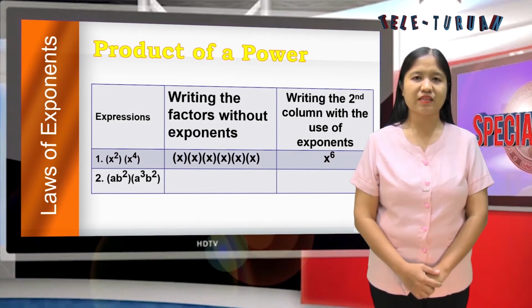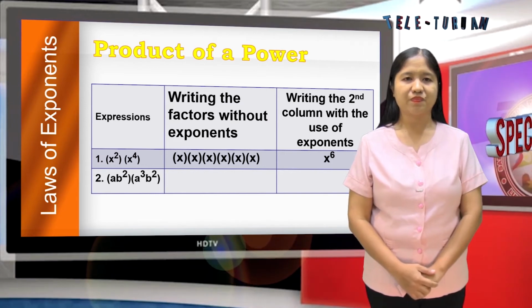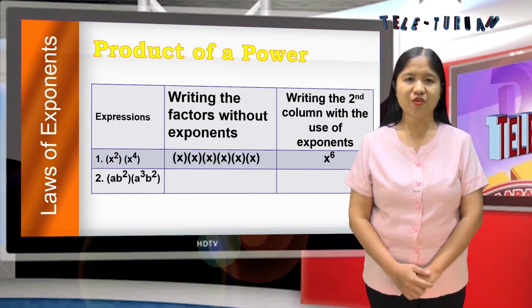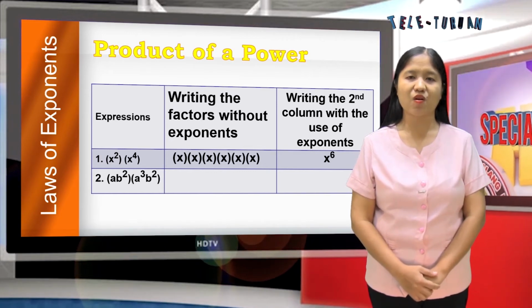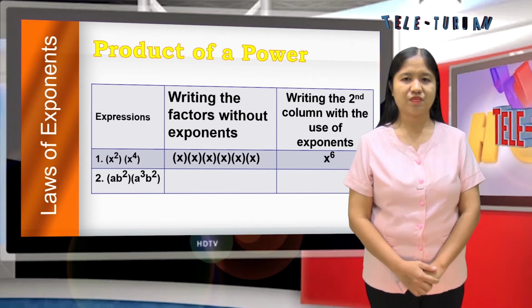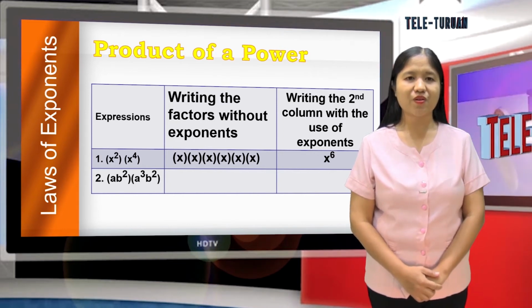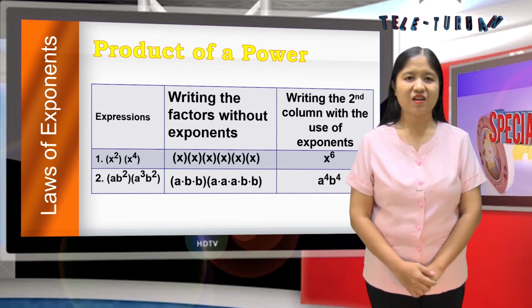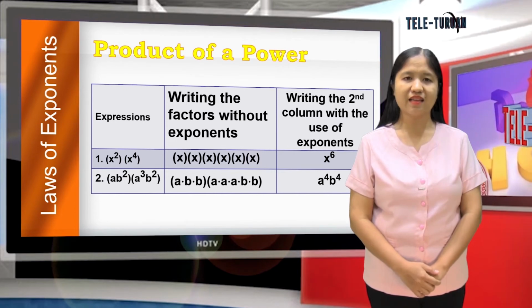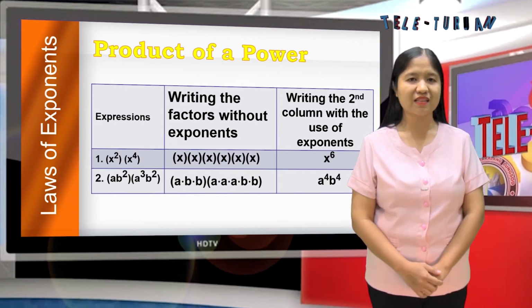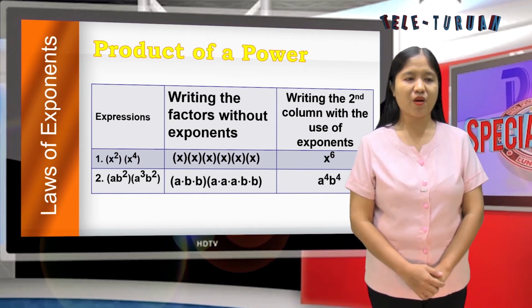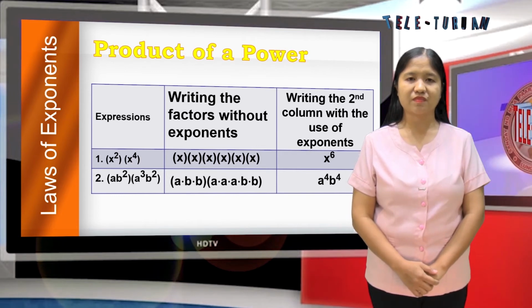One of the law of exponents is product of a power. Let us study the first example in the given table. Observe the relation between the exponents in column 1 and 3. What will be the answer in number 2 for the second and the third column? That is correct. For the second column, we have A times B times B times A times A times A times B times B. And it is A raised to the fourth power and B raised to the fourth power.